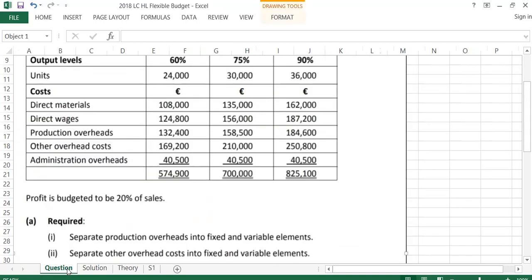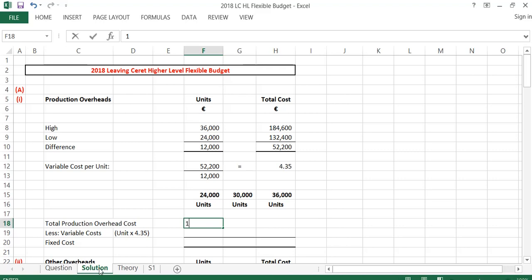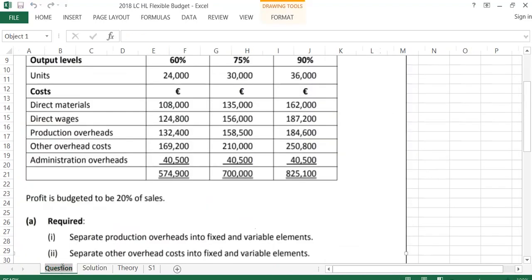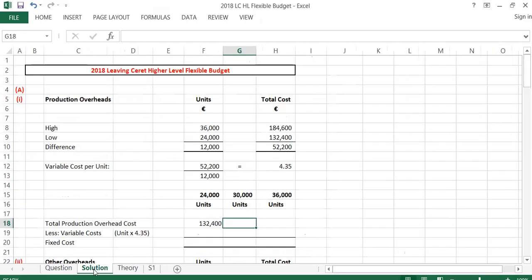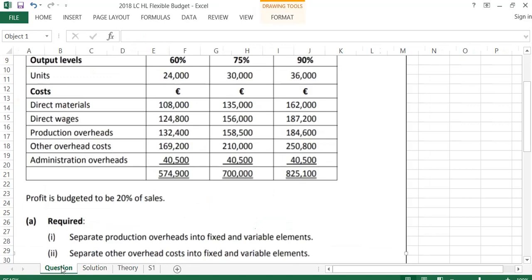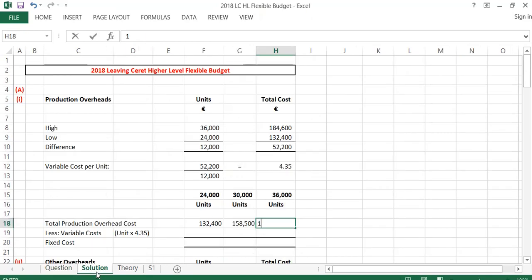Now, if we get the total production overheads from the question, for 24,000 units the total production overheads are 132,400. For 30,000 units, they are 158,500. And for 36,000 units, they are 184,600. That's the total production overhead cost.